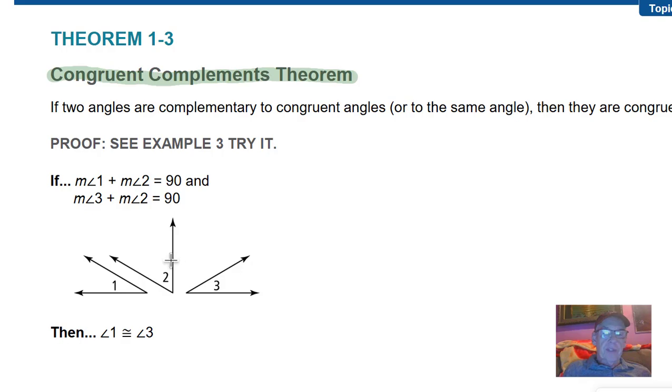As an example, let's say this was a 50-degree angle. If 1 and 2 are complementary, 1 must be 40 degrees. If angle 3 and angle 2 are complementary, then to make 90 degrees, angle 3 must also be 40 degrees, and we can see that angle 1 and angle 3 must be congruent to each other. So this is our to prove part. This is our given. And this is proved in example 3. Try it.